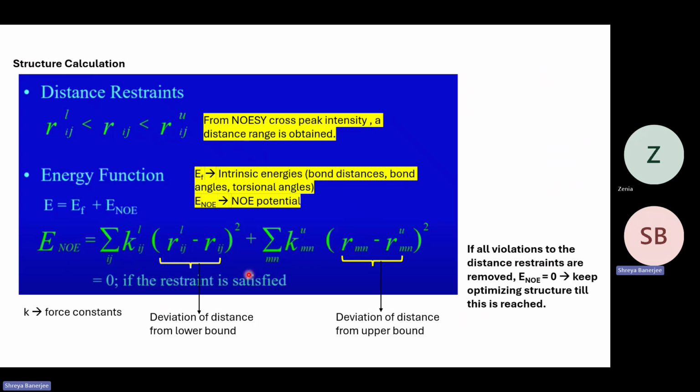If all these distance restraints are satisfied, then this E_NOE becomes zero. That is, the only energy is the intrinsic energy due to the different bond angles and so on. So in the calculation of any structure, the goal is always to make this E_NOE zero. The structure has to be optimized again and again till all the violations of the distance restraints are removed. So all the distance criteria are satisfied, and in the optimized structure, the E_NOE is zero.